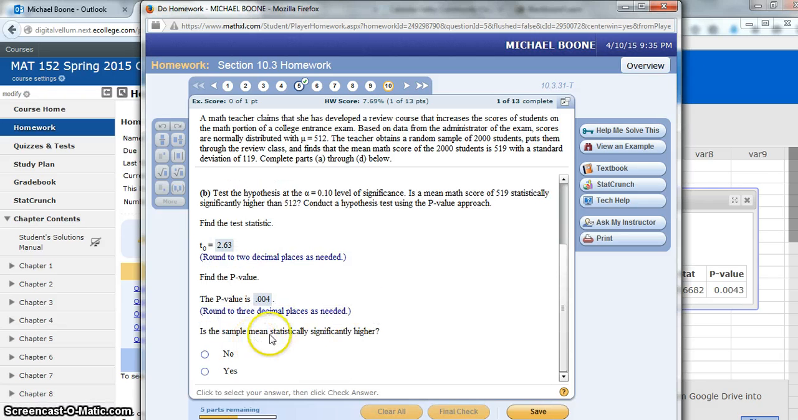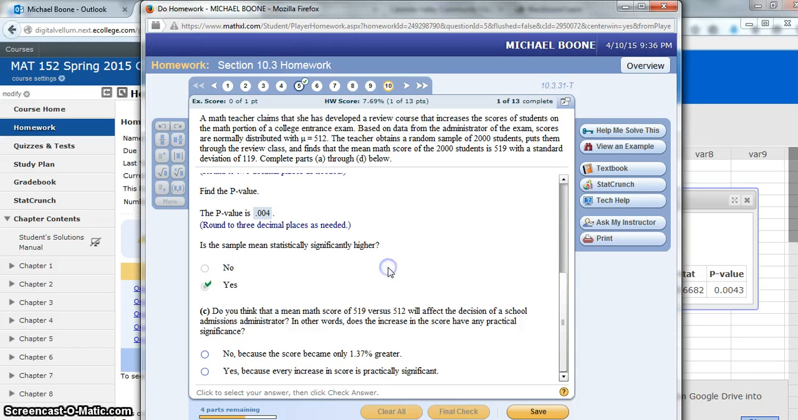And so is the sample mean statistically significantly higher? And so it is, because the p-value is lower. There's a small chance of this happening, right? We were comparing it to our alpha, I think they said, was 0.10. The chance of this happening is 0.004. So 0.4% of the time will I collect a sample of 2,000 and get a mean higher than 519.